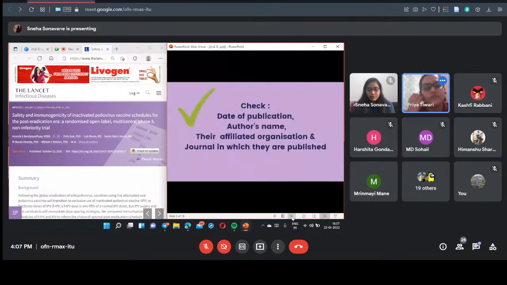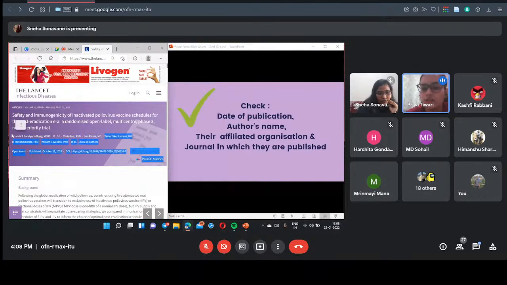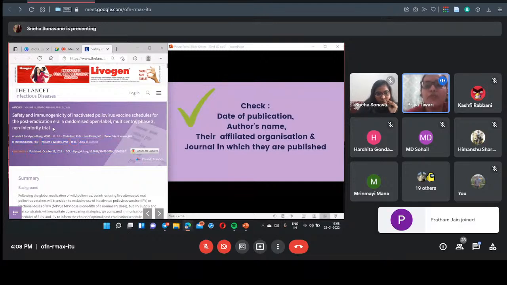Next slide. Before starting to read the research paper, you have to check the date of publication, the author's name, their affiliated organization, and the journal in which it is published. Over here, towards your left, is the paper which is going to be presented later in this journal club session. First of all, you have to check the date of publication. Here, April 1, 2021 is the date of publication.